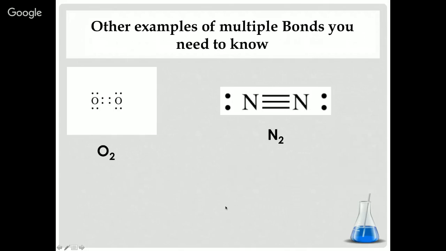What are some other examples of multiple bonds that you need to know? You should know carbon dioxide. That's probably the most common one. Other ones that we get are oxygen, which is going to have a double bond, and nitrogen, which is going to end up with a triple bond. So make sure you know how to draw these and you're aware of their bond formation.